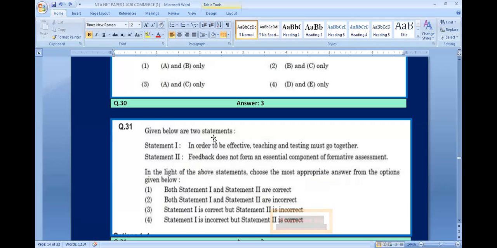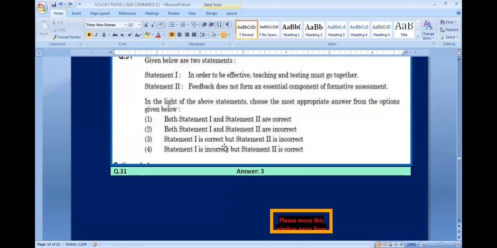In order to be effective, teaching and testing must be together. True. Okay, correct. Feedback does not form an essential component of formal assessment. Is that true? No, that's false. Statement 1 is correct. Statement 2 is incorrect.